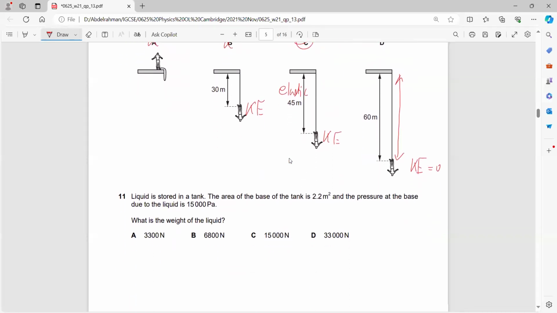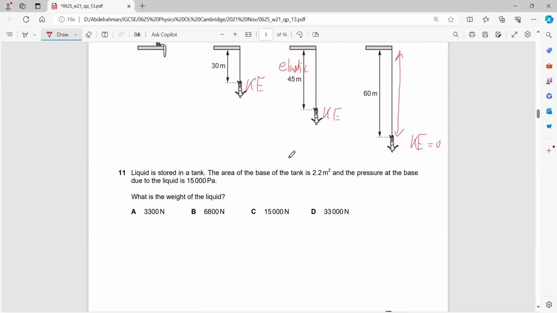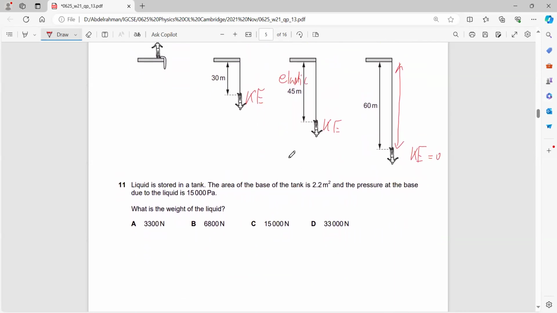Question 11. Liquid is stored in a tank. The area of the base of the tank is 2.2 meters squared, and the pressure at the base due to the liquid is 1500 pascals. What is the weight of the liquid? How can I find the weight?